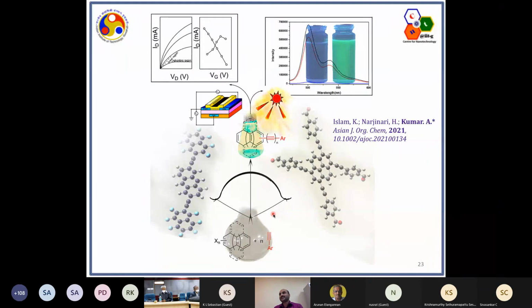The other 10% focus is on generating pi conjugated molecules for optoelectronic application. We have reviewed this recently, and we are in the process of generating the corresponding fluorinated molecules for space applications.